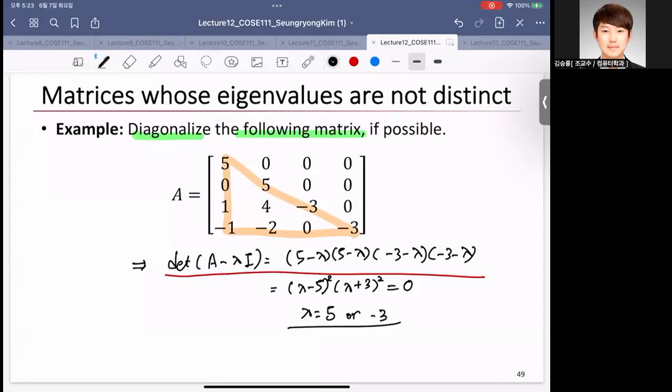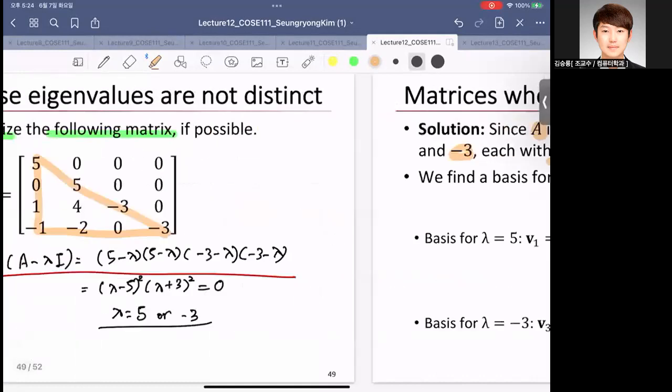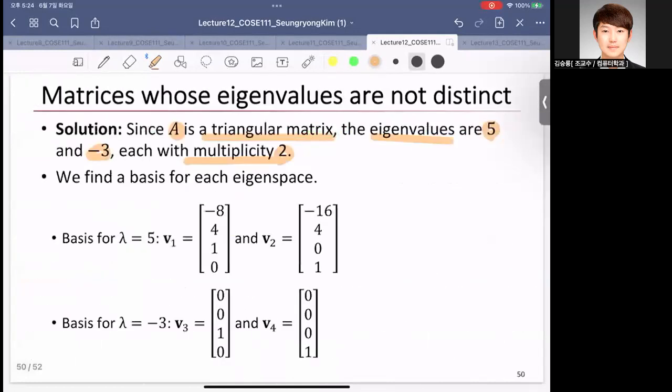Then we can find the corresponding eigenvectors for lambda equal to 5 or lambda equal to negative 3, right? Again, since matrix A is a triangular matrix, the eigenvalues are 5 and negative 3, each with multiplicity 2. We find the basis for each eigenspace, right? First of all, if lambda is equal to 5, we can find the solution for the matrix equation A minus 5 times the identity matrix times vector x equal to 0.